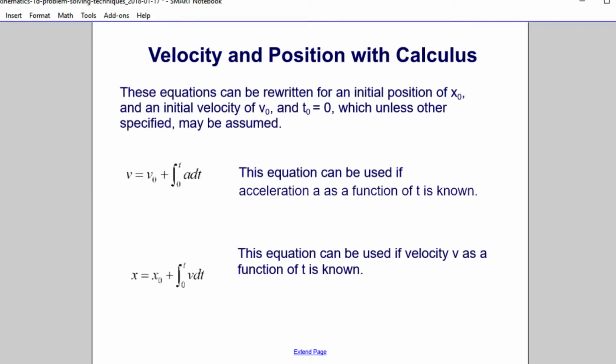So to make the problem solvable here, we'll assume an initial position of x0, initial velocity of v0, and we'll set time 0 equal to 0, unless of course the problem specifies otherwise. So we can find velocity by our initial velocity plus the integral from 0 to t of the acceleration dt. And then position is found by integrating velocity and adding the initial condition of x0.